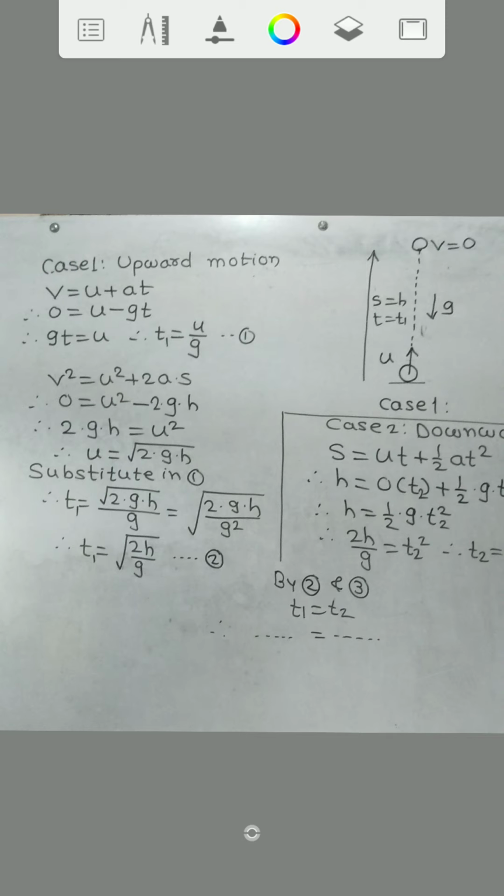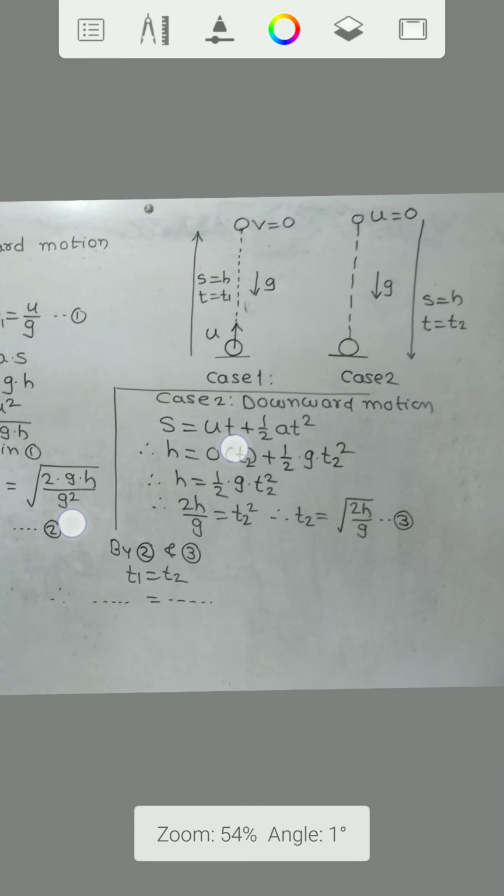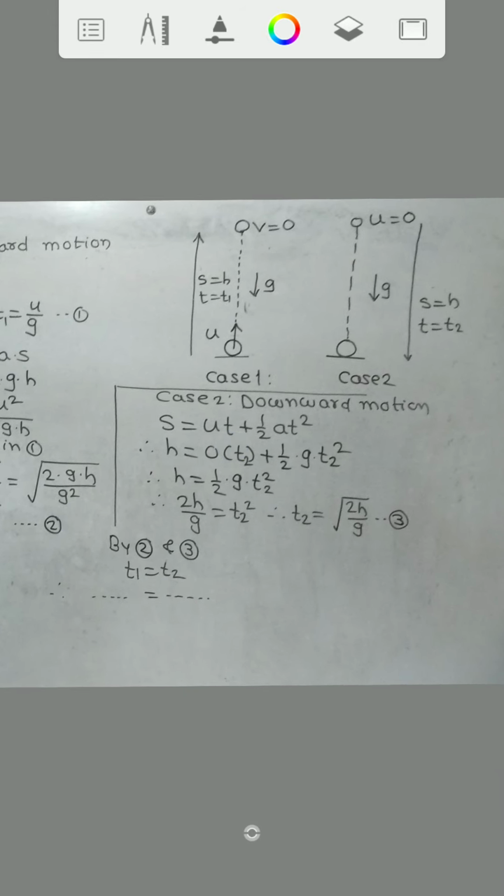Now we consider the second case. In the second case, the stone from the highest position starts moving downwards. So now the initial velocity is 0, acceleration due to gravity is downwards, and motion is also downwards, so the velocity of the stone goes on increasing. During downward motion, we use the equation s = ut + ½at², with s = h. Initial velocity is 0, so put u = 0.